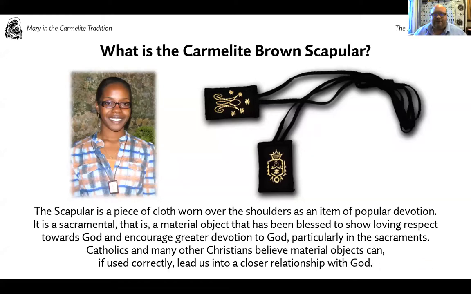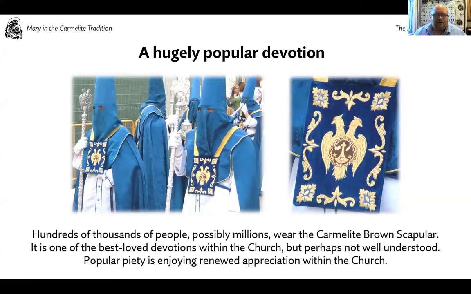The brown scapular is part of a hugely popular devotion. Hundreds of thousands of people, I reckon probably millions around the world, wear the Carmelite brown scapular. But it's probably not very well understood. And this is a good time to, I think, reclaim it, explain it, celebrate it, because we're having something of a revival of popular devotion in the church. And Pope Francis has been very strong in saying things like the rosary, stations of the cross, processions in honor of Mary, the scapular. These things can be very helpful to us. They were sort of rejected after the Second Vatican Council, but actually they have some value.